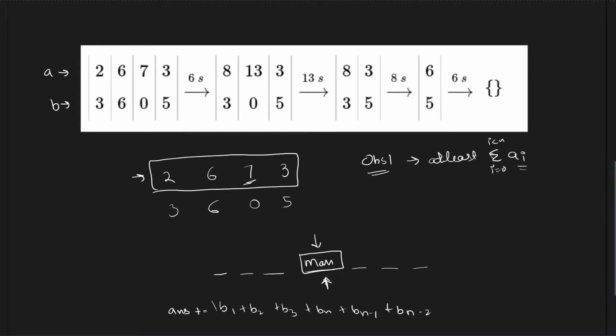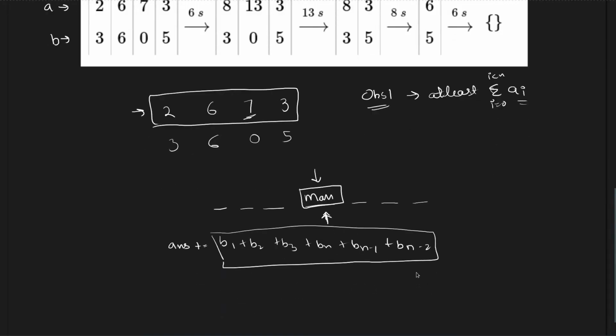So at the end, what I'll have to do is add all the elements of array B to my answer except the maximum element. So this way I'll have my best answer. My final answer would be the summation of all elements of A[i] and the summation of all elements of B[i] except the maximum element in B, obviously, right?